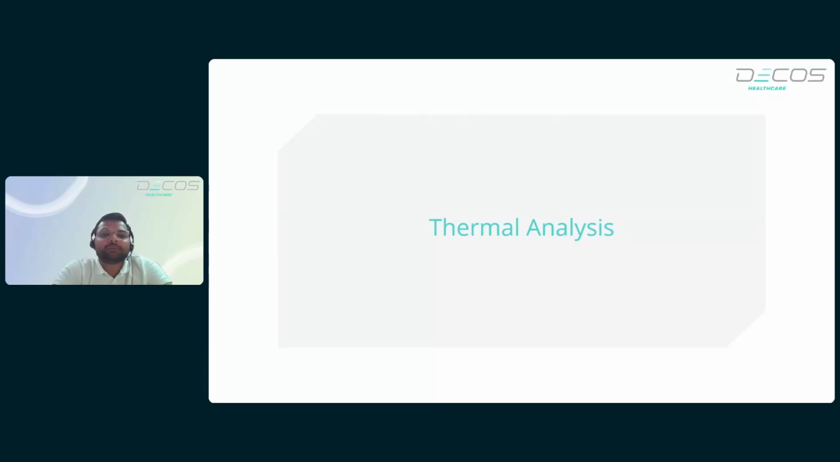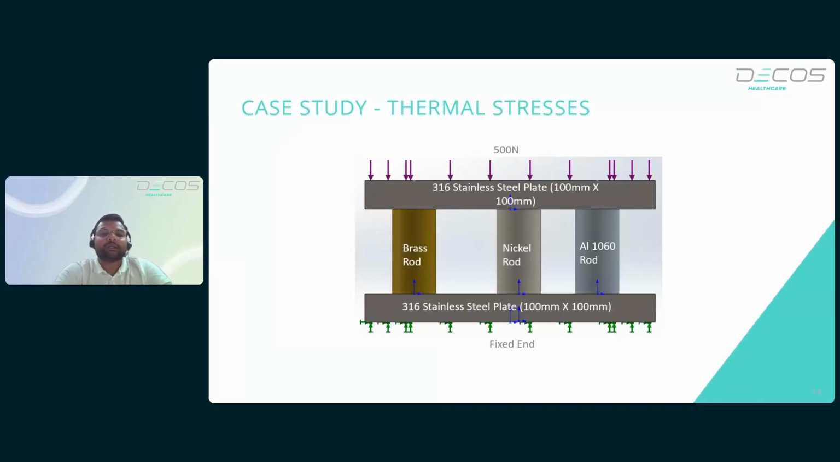Now, let's come to the case study. That is the last part of our webinar, where we are going to discuss how FEA helps us understand how elevated temperatures affect the strength of a particular material. Okay. Now, I'll discuss the setup. This is a CAD model of a setup where three rods, brass, nickel, and aluminum, are sandwiched between SS316 100 by 100 plates. The bottom plate is fixed while the top plate is subjected to a 500 Newton load.